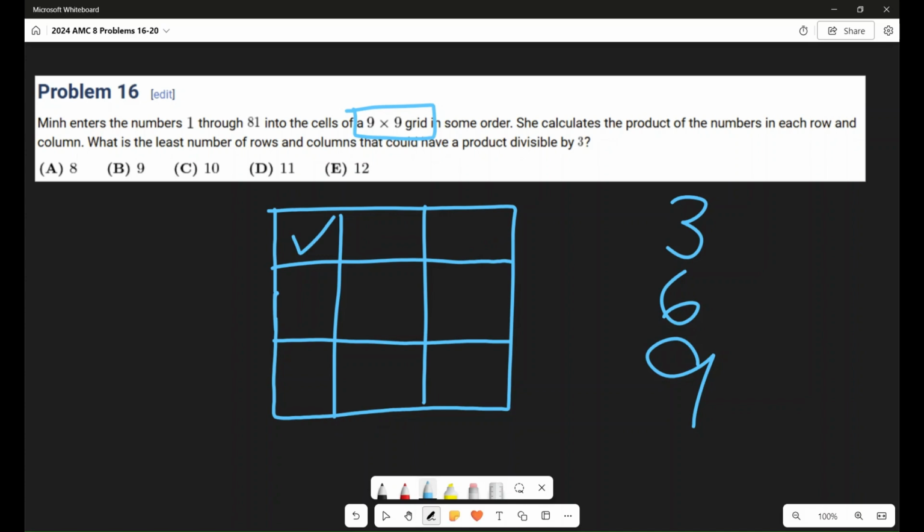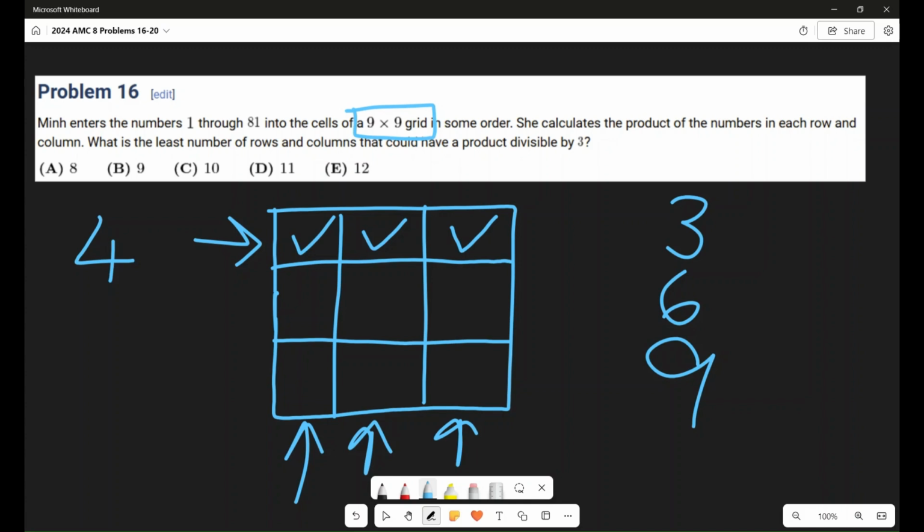All right, so let's place our second multiple of 3 here. By the same logic, let's place our third multiple of 3 there. So we've placed our 3 multiples of 3. How many rows and columns have a product divisible by 3? Well, that would be 4, because we have this row, this column, and this column. So it turns out 4 is optimal when you're using the numbers 1 to 9. You have 3 multiples of 3. You knock them off in the first row and you're done.